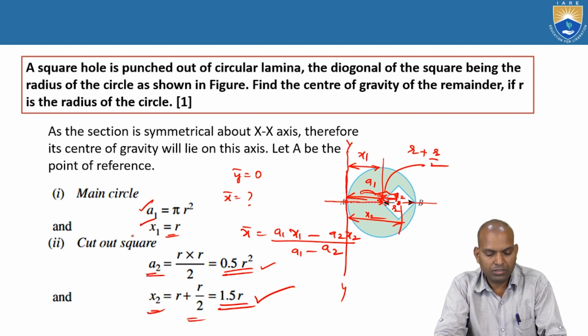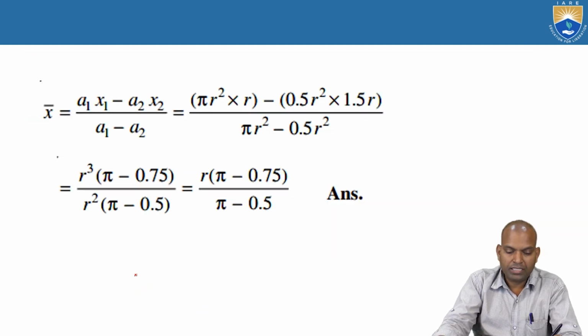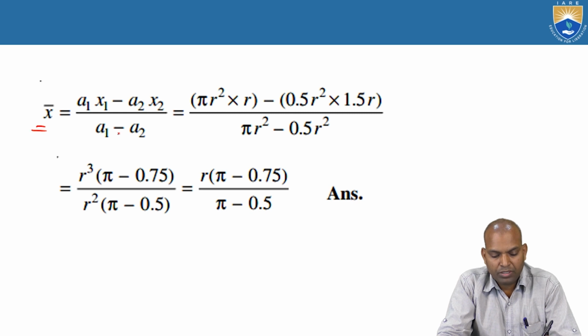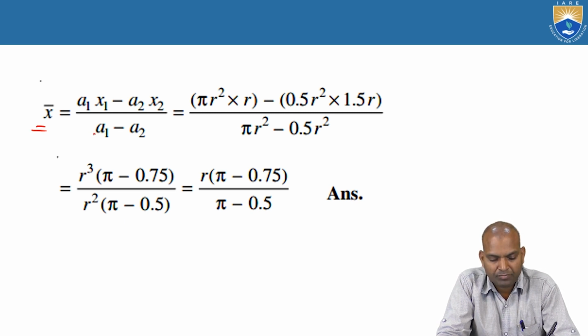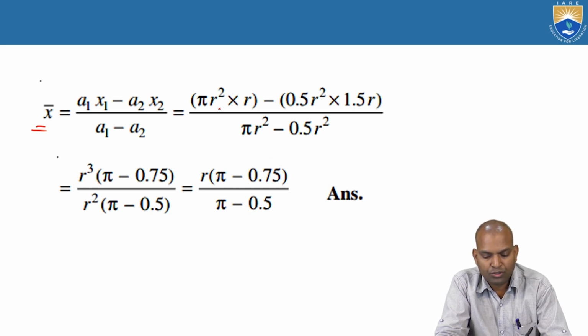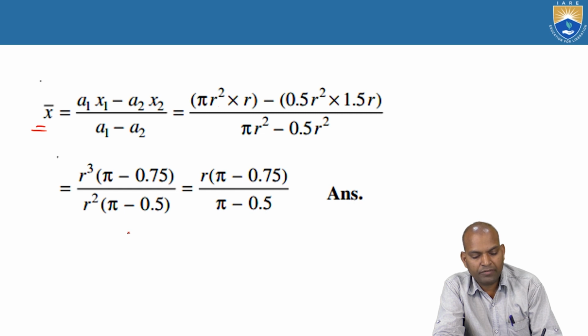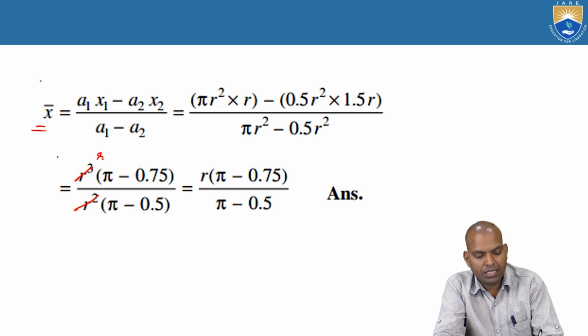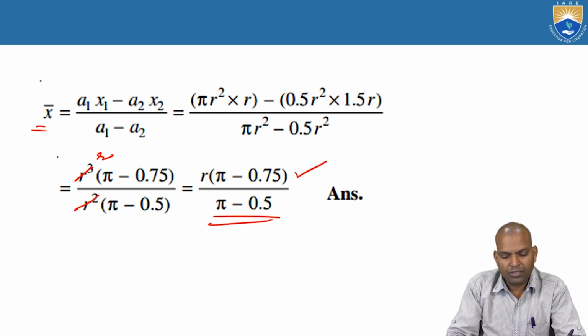Now we know A1, x1, A2, x2. What is bar x equal to? Substitute here: A1 x1 minus A2 x2 by A1 minus A2. That is pi r square times x1 equals r, minus A2 equals 0.5 r square, and x2 equals 1.5 times r, divided by A1 equal to pi r square minus 0.5 r square. If you simplify it, r cube times pi minus 0.5 into 1.5, that is 0.75, over r square times pi minus 0.5, giving r times pi minus 0.75 over pi minus 0.5. This is the calculation you can make. Whatever value comes, pi equals 3.14, so 3.14 minus 0.75 over 3.14 minus 0.5.